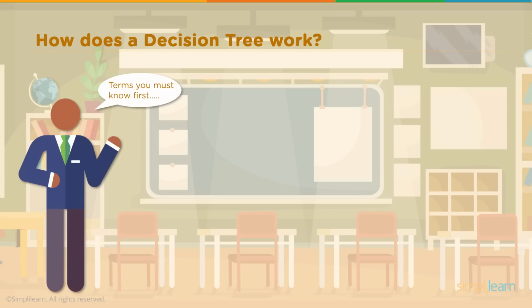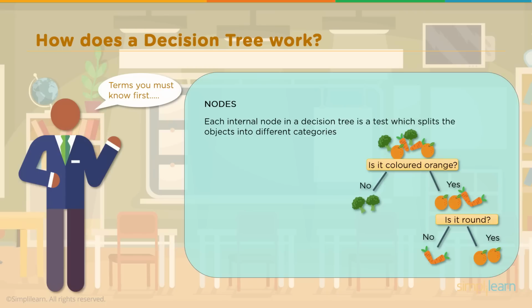How does a decision tree work? Terms you must know first. Before we dive into the decision tree, let's look at some of the terminology. We have nodes. Each internal node in a decision tree is a test which splits the objects into different categories. Continuing with our vegetable stand example, we have broccoli, no, it's not orange, and oranges and carrots are, and so on. So you can see right there where it splits, that's a node, where the oranges and the carrots split into each of their own groups. And each one of the splits is a node.